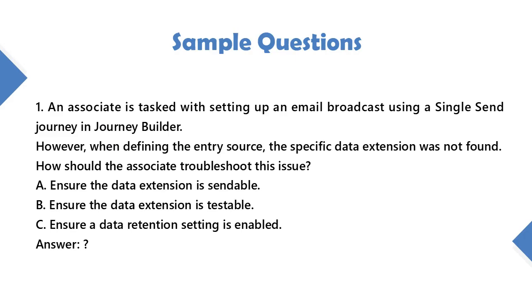1. An associate is tasked with setting up an email broadcast using a single send journey in Journey Builder. However, when defining the entry source, the specific data extension was not found. How should the associate troubleshoot this issue? A. Ensure the data extension is sendable. B. Ensure the data extension is testable. C. Ensure a data retention setting is enabled.